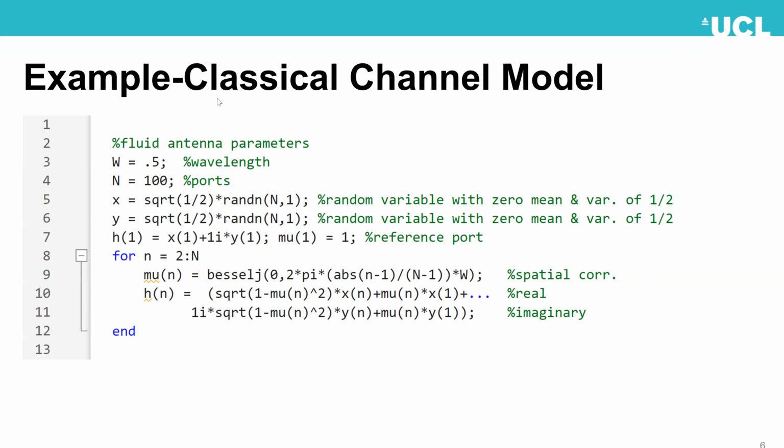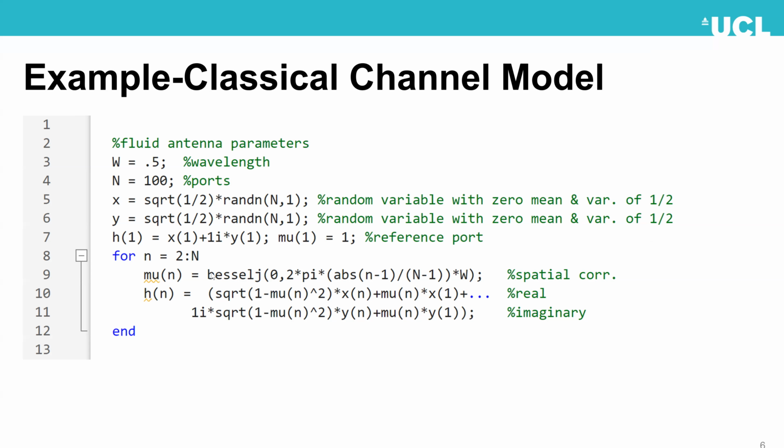Okay, so we can use the Matlab code here to model the classical channel. Note that this code here only generates a single realization. W and N here are the fluid antenna parameters. X and Y here are real Gaussian random variables with zero means and a variance of 1/2. H1, mu n, and Hn can be computed using the equation shown in the previous slide.